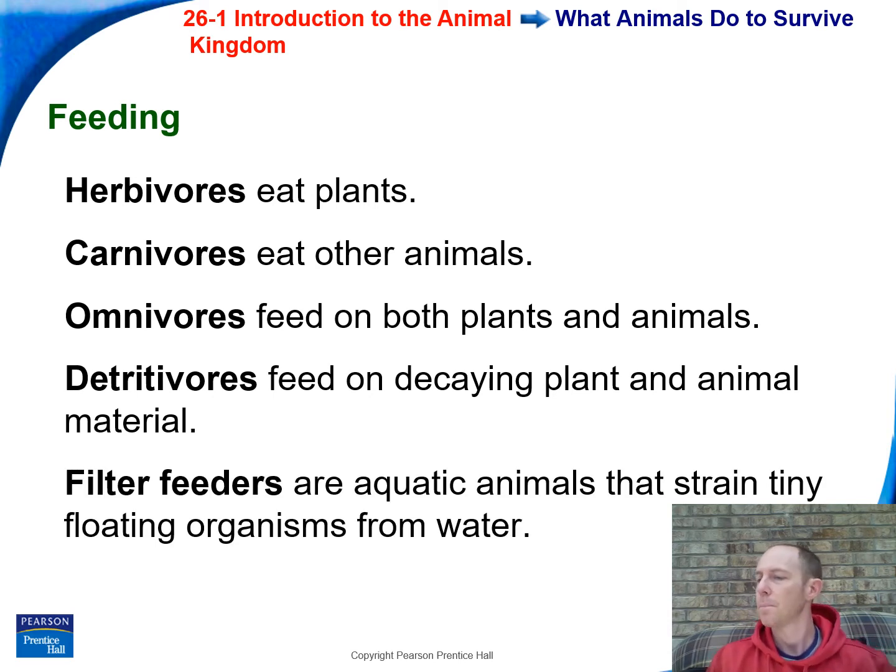All right, and then in your table here for number 5, I put these last 2 out of order. My bad. Anyways, you got filter feeders. So what are they all about? Well, they strain out tiny little aquatic things from the water. So filter feeders are things like sponges, right? Filtering junk out of the water.